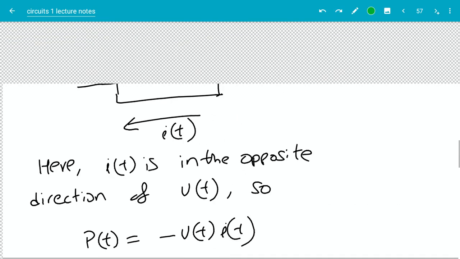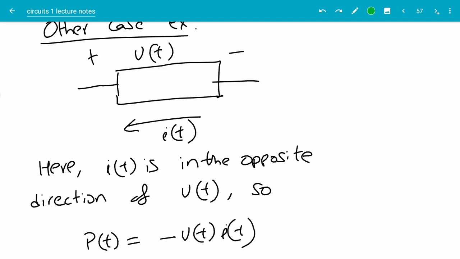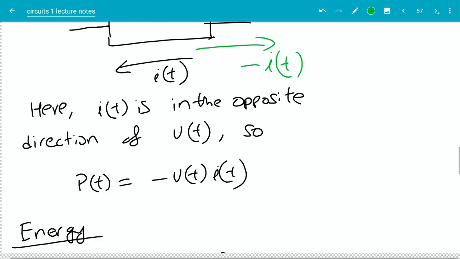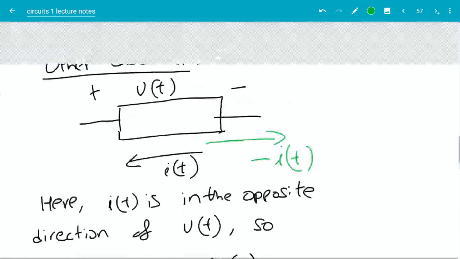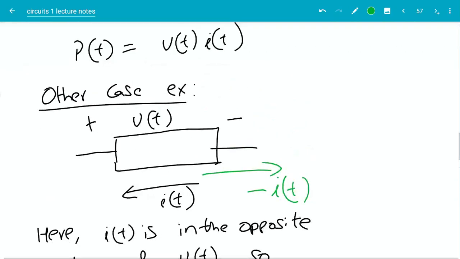Okay, so if i(t) is going in this direction, then the current in the direction of the voltage drop is negative i(t). And then the power associated is v(t) times the current in the direction of the voltage drop, and that would be negative i(t). This is the notation you have to remember, and in the textbook they call this the passive convention, passive sign convention.